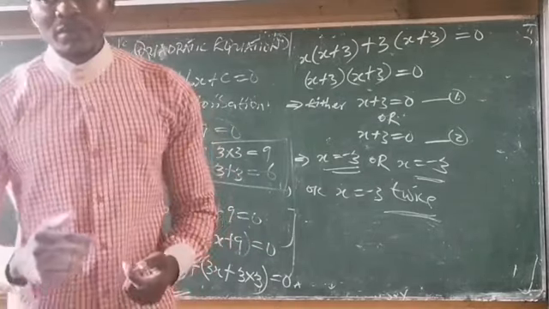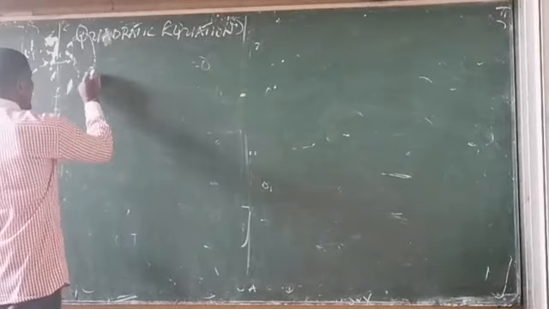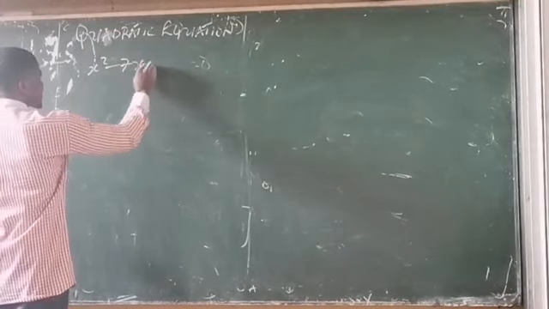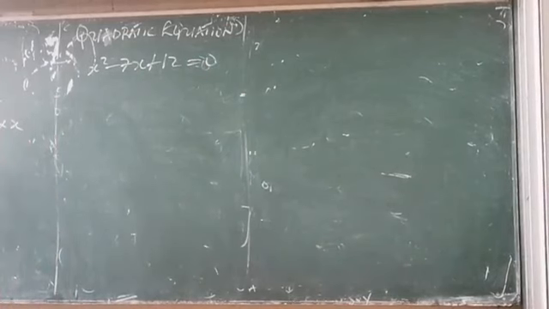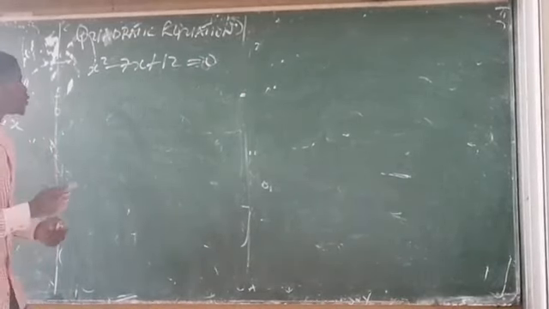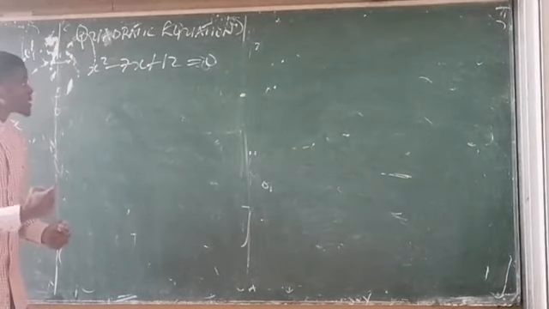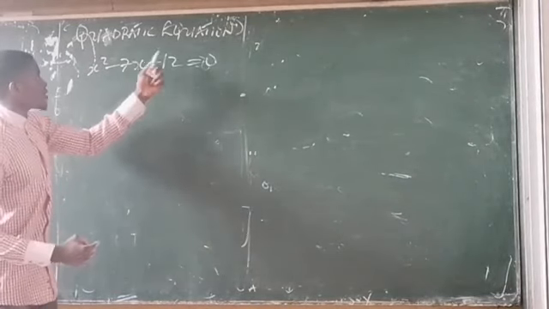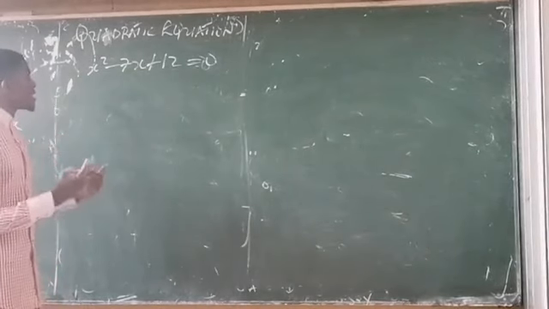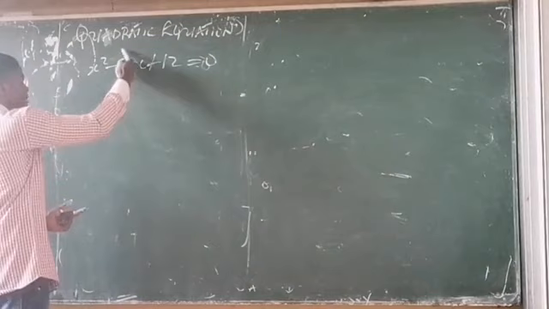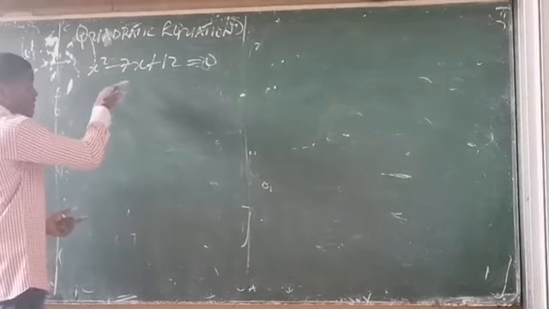Let's try another problem. We have this problem, x squared minus 7x plus 12 equal to 0, and we are asked to evaluate this quadratic equation. The first thing, you look for two numbers such that when you multiply these two numbers, you will have the constant term. In this case, the constant term is plus 12. And when you add these two numbers, you will have the middle term. Take note, the middle term is minus 7.